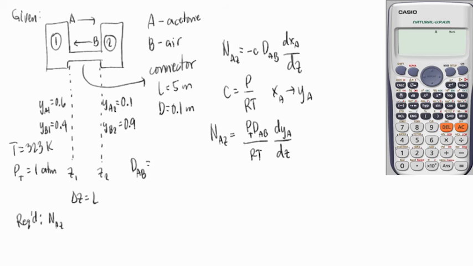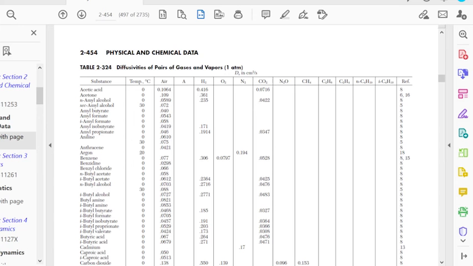You can find the values of diffusivity for pairs of gases in your handbook. We have here table 2-324 of the 8th edition of Perry's Chemical Engineers' Handbook. We have the diffusivities of pairs of gases and vapors at 1 atmosphere. You simply need to look for your diffusing species. In this case, our diffusing species is acetone, and it is diffusing through air. If you locate the value, that is acetone-air, the value is 0.109 square centimeter per second.